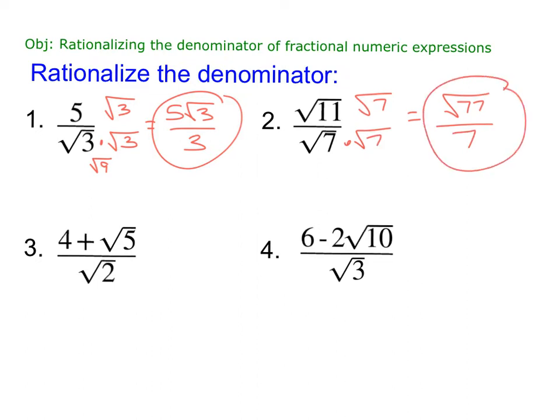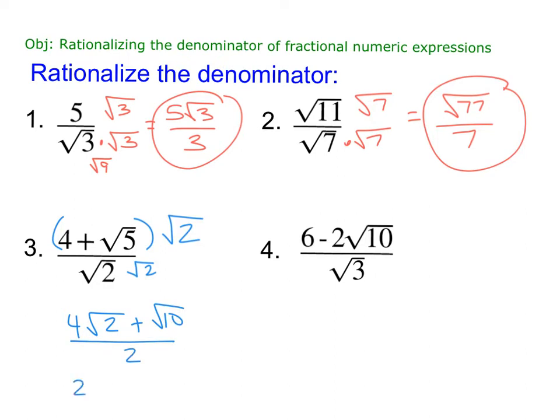All right, a little harder. We're going to multiply by root 2. And now on the top, though, we're going to have to distribute. So we get 4 root 2 plus root 10 all over 2. You can leave it like that, or if you want to simplify, 2 root 10 plus root 10 over 2. You cannot divide that 2 into the 10, though. You're not allowed to divide it into a square root unless it's also a square root.